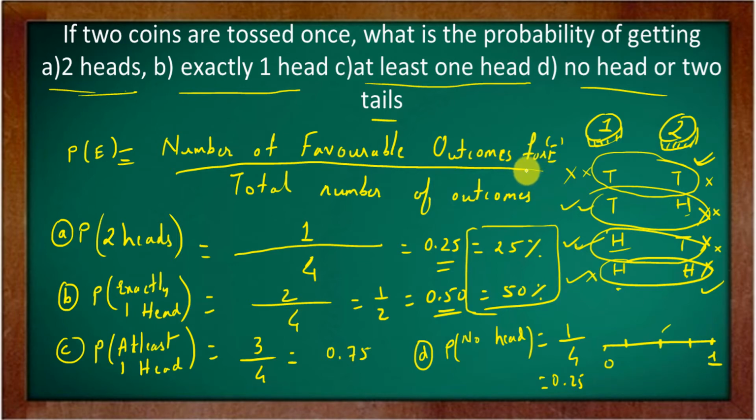So basically, at least one head means it can be HT, or it can be TH, or it can be HH, right. Exactly one head means either TH or HT. So that is 1 and 2, and this is 1, 2 and 3. HH we cannot use, because it says exactly one head, and here there are 2.